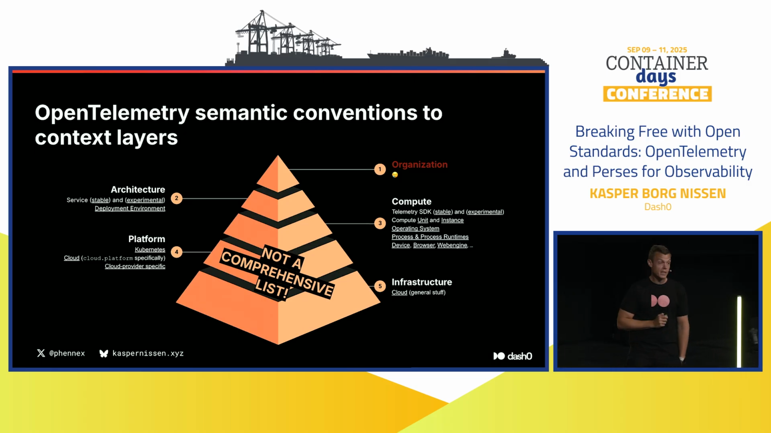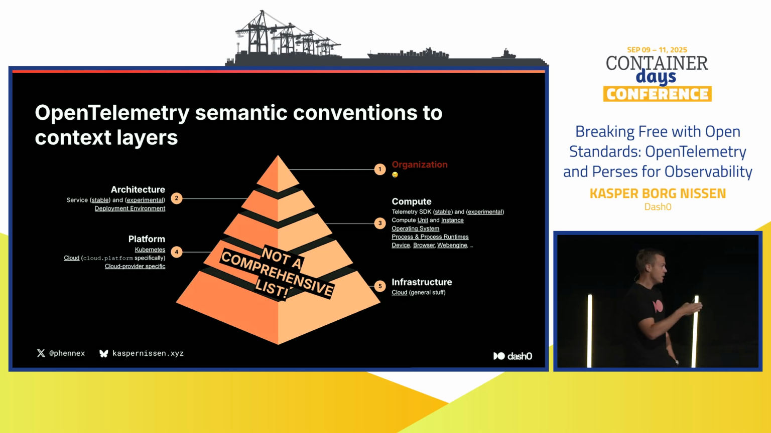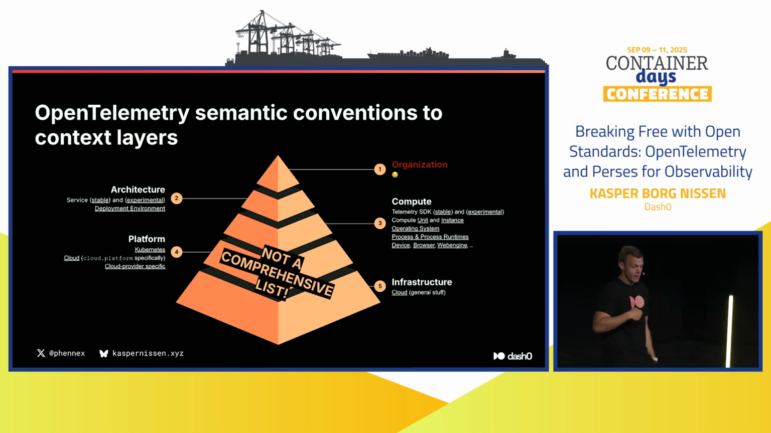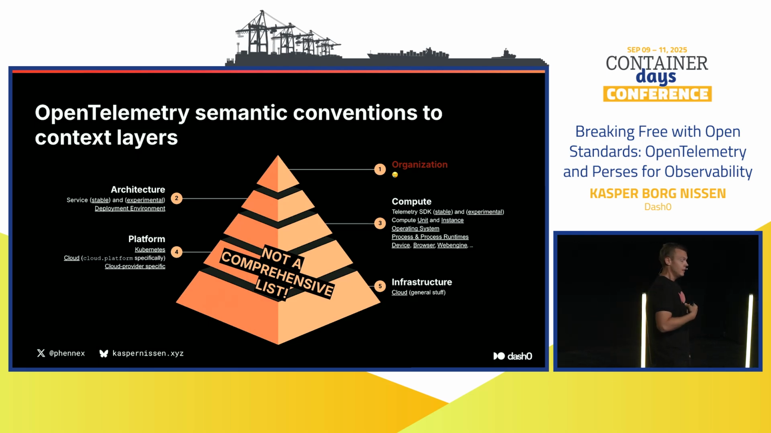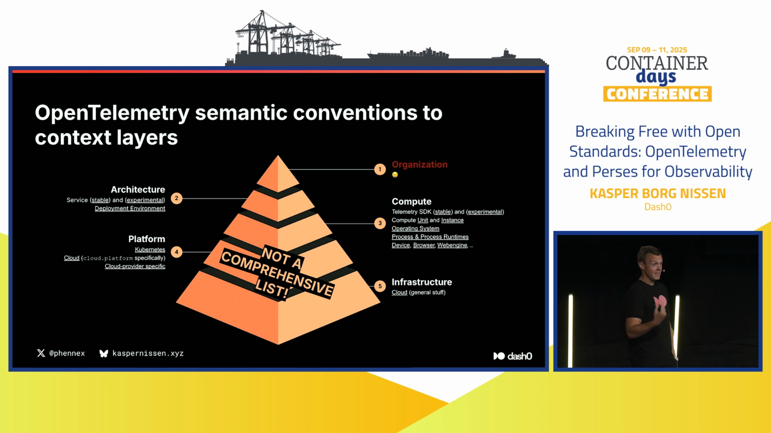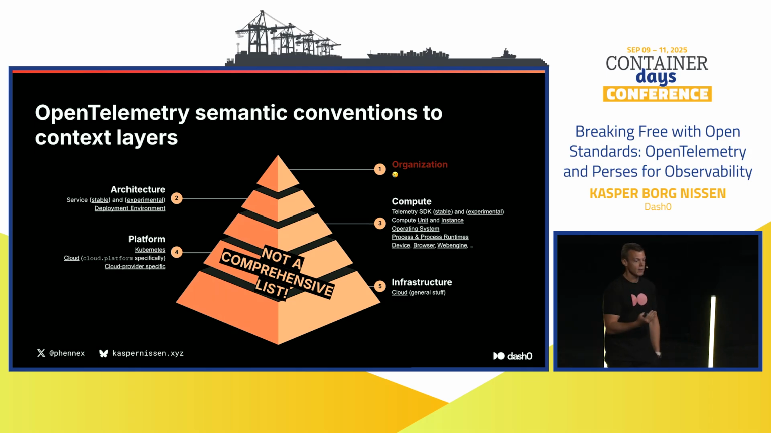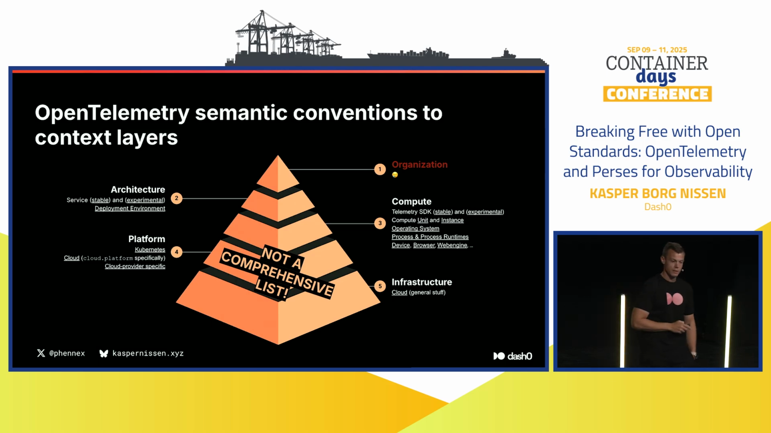We also have Kubernetes. There's a ton of different conventions about how to name things in Kubernetes, like k8s.pod.name or k8s.pod.cpu.usage, and so on and so forth. The compute itself, the process, which telemetry SDK is being used, all this information is defined in the semantic conventions and is sort of the de facto way of naming things in OpenTelemetry. Also, on the architecture level, there's service.name, service.namespace, service.version, all of these things that you can use to tell more about what this thing you have running actually is.